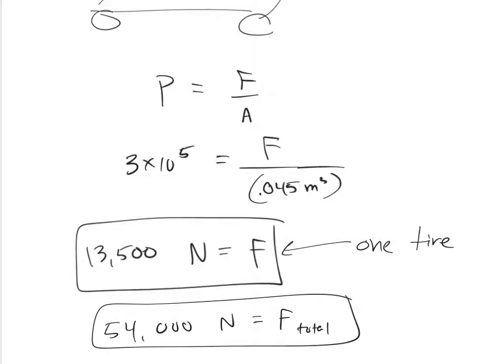Okay, that's the weight on one tire here. This is the total weight of the car. This is just the definition of pressure used here. Pressure equals force over area. That's all we're doing with this problem. Okay, applying it to a different type of problem. I'm going to press on.